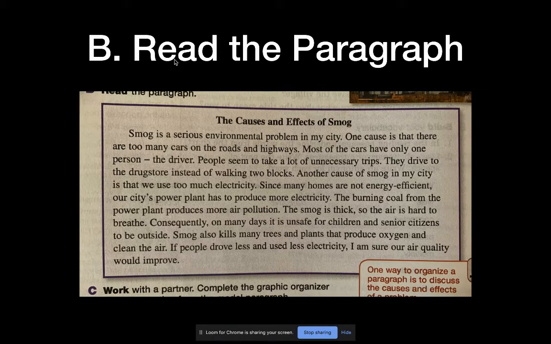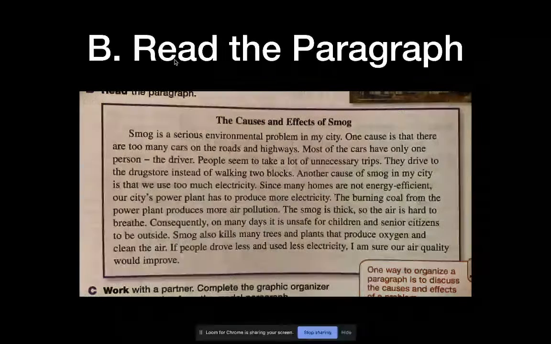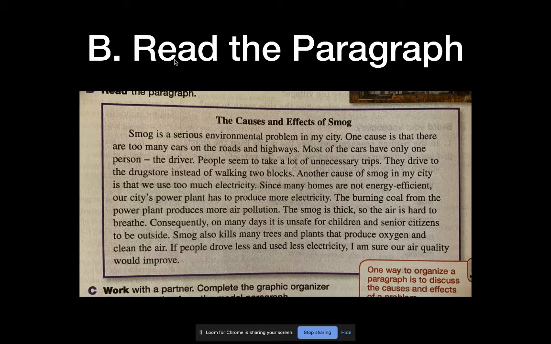Okay, so here it is: the causes and effects of smog. Smog is a serious environmental problem in my city. One cause is that there are too many cars on the roads and highways. Most of the cars have only one person, the driver. People seem to take a lot of unnecessary trips. They drive to the drugstore instead of walking 2 blocks. Another cause of smog in my city is that we use too much electricity. Since many homes are not energy efficient, our city's power plant has to produce more electricity.